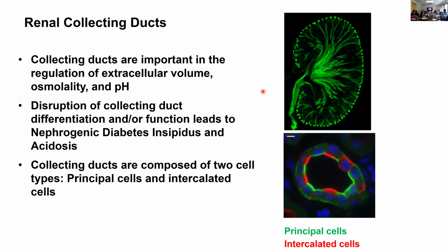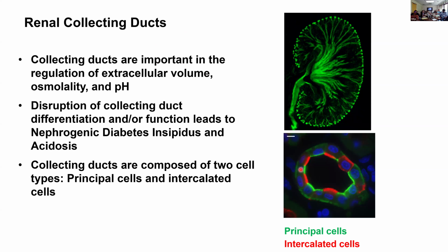Broadly speaking, the collecting duct has two cell types: the principal cells and the intercalated cells. Of course, intercalated cells can be further divided into alpha, beta, and non-alpha non-beta intercalated cells. But the principal cells, which are shown here in green, are mainly involved in water reabsorption. They express aquaporin 2.